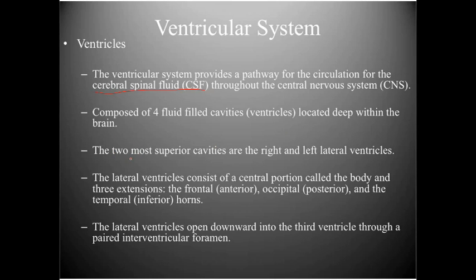The lateral ventricles consist of a central portion called the body and 3 extensions: the frontal, which is the anterior, occipital, posterior, and the temporal or inferior horns. The lateral ventricles open downward into the third ventricle through the paired interventricular foramen. And so once we see this on CT, it will demonstrate to you how this actually works.